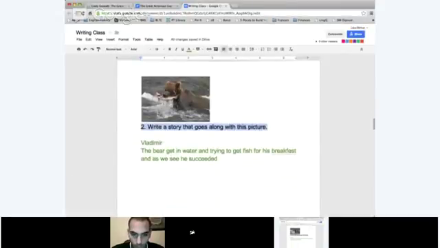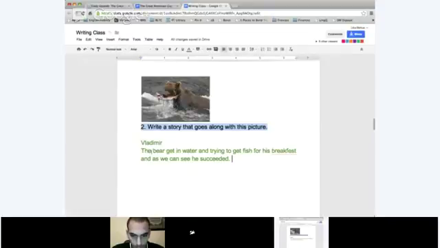Okay, what about number two? The bear. What? Okay, yeah. Okay. The bear gets in the water and tries to get fish for his breakfast. And as we can see, he succeeded in his action. And he gets his tasty breakfast.